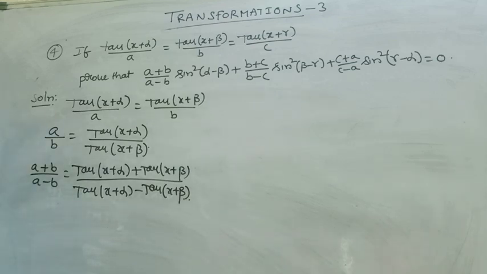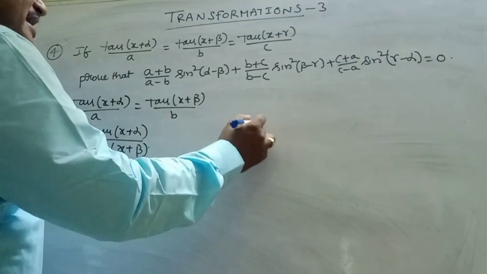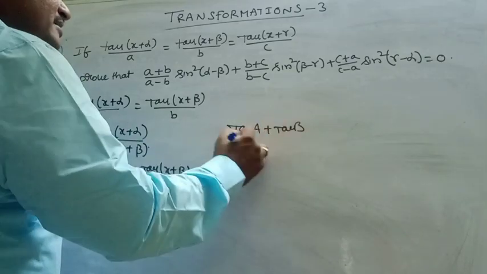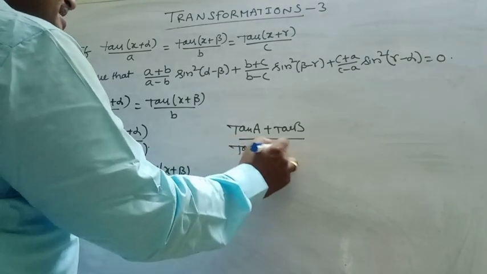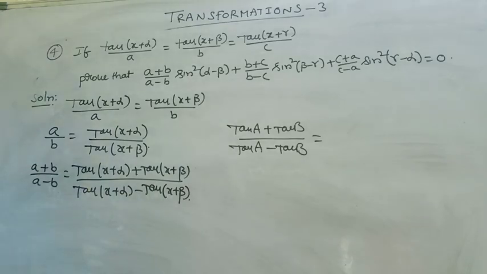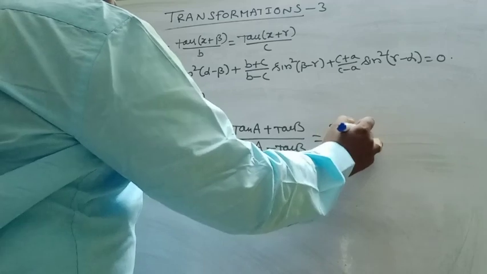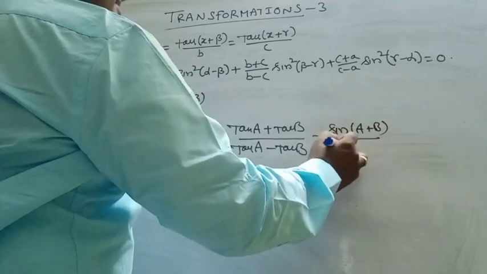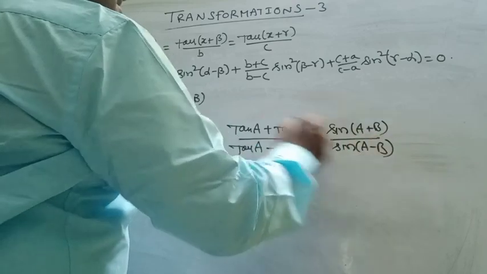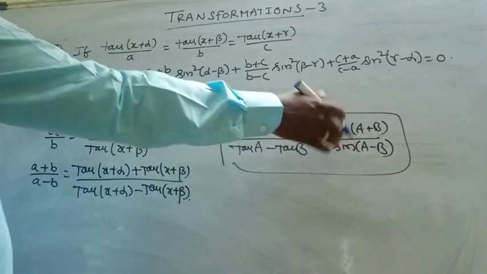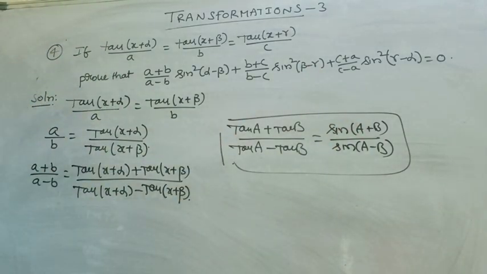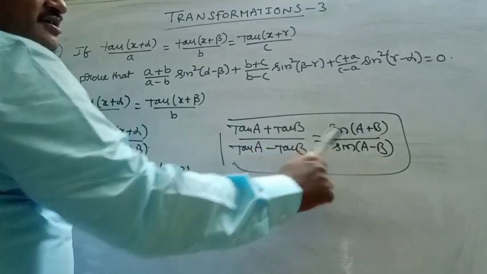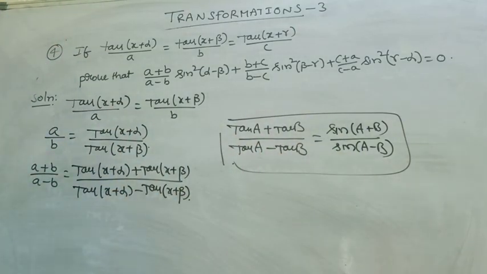And we know in mathematics one result: tan a plus tan b by tan a minus tan b is equal to sine of (a plus b) by sine of (a minus b). This is the result. You can prove it also. You just take sin (a plus b) and sin (a minus b), and divide throughout, numerator and denominator, by cos a cos b, and you will get this particular formula.